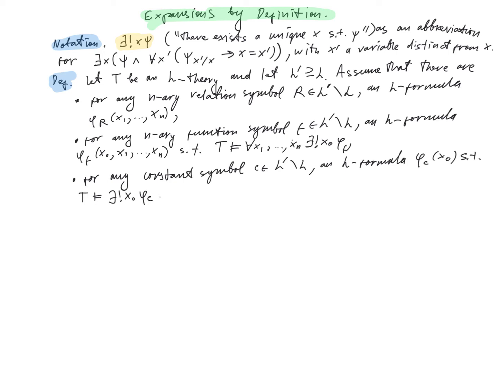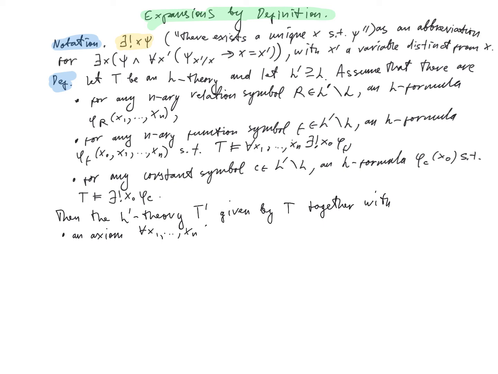Under these assumptions, we have that the L prime theory T prime given by T together with the following axioms. So first, an axiom: for all x1 through xn, phi R of x1 through xn is equivalent to R x1 through xn, for any relation symbol R in L prime but not in L.